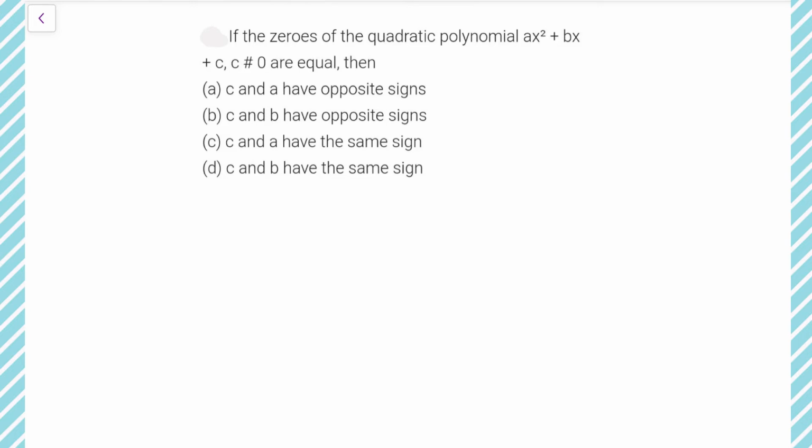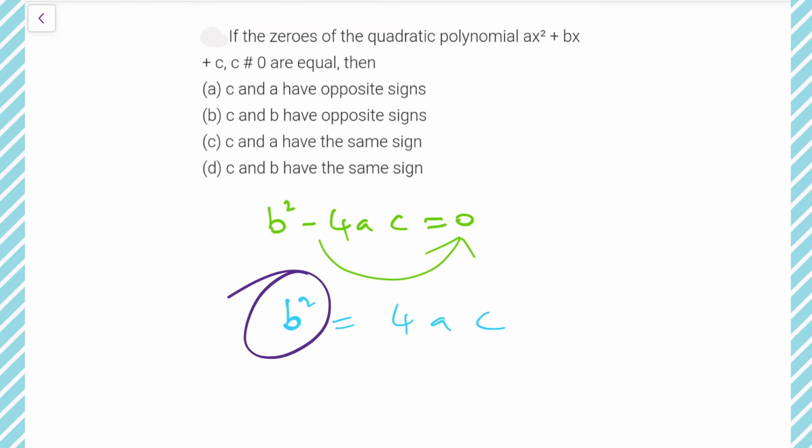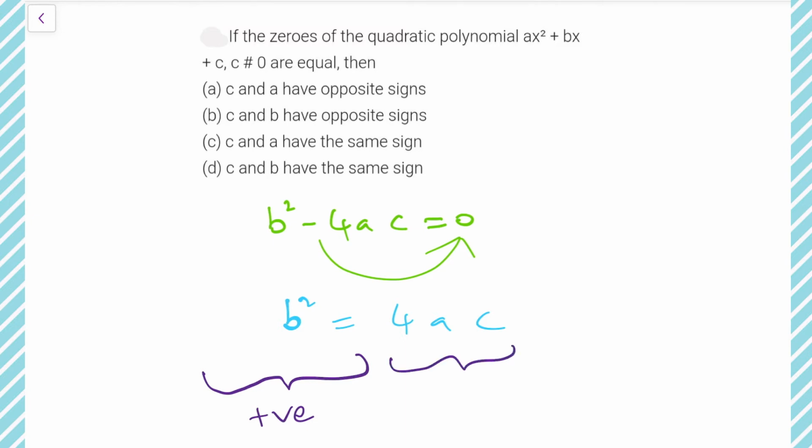Here it is saying that zeros are equal, right? So the condition is b square minus 4ac should be equal to 0. Minus 4ac I am taking to the right side, then it will become plus 4ac. So b square is equal to 4ac. Here on the left side, b square is there, so whatever the number may be, our answer will always be positive only, because negative square is also positive and positive square is also positive. So this left side answer is always positive only. Then if the left side is positive, definitely the right side should also be positive, because left side is equal to the right side.